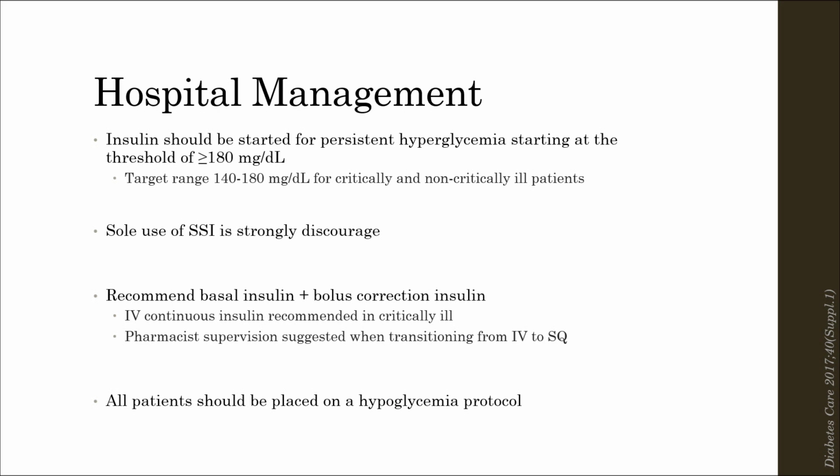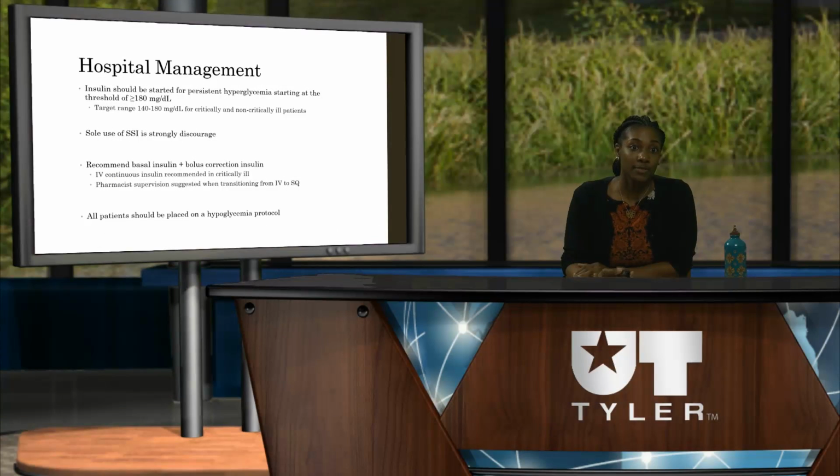Real quickly, let's go into hospital management. For patients that are in the hospital, insulin should be started for persistent hyperglycemia starting at a threshold of greater than or equal to 180. And this is different. For patients that are in the hospital, their target range is 140 to 180 milligrams per deciliter. And that's for your patients that are not in the ICU, and for your patients that are in the ICU, same target range, 140 to 180.